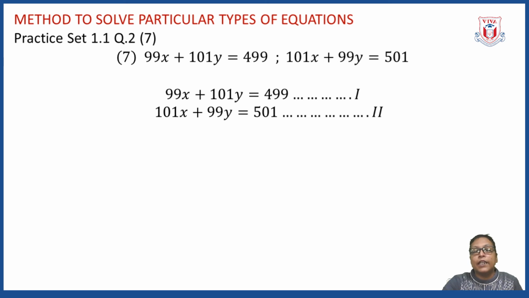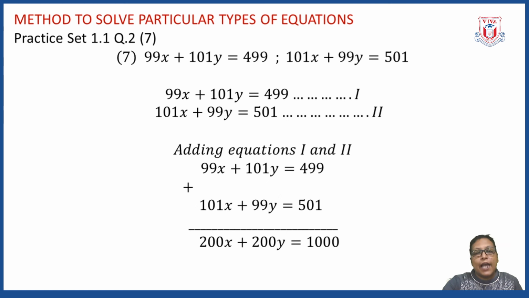101x plus 99y is equal to 501, equation number 2. So as I have said, we are going to add first. Okay, so let us add. Adding equations 1 and 2. So write the equations one below another, and in between you can see a plus sign. That means we are adding.